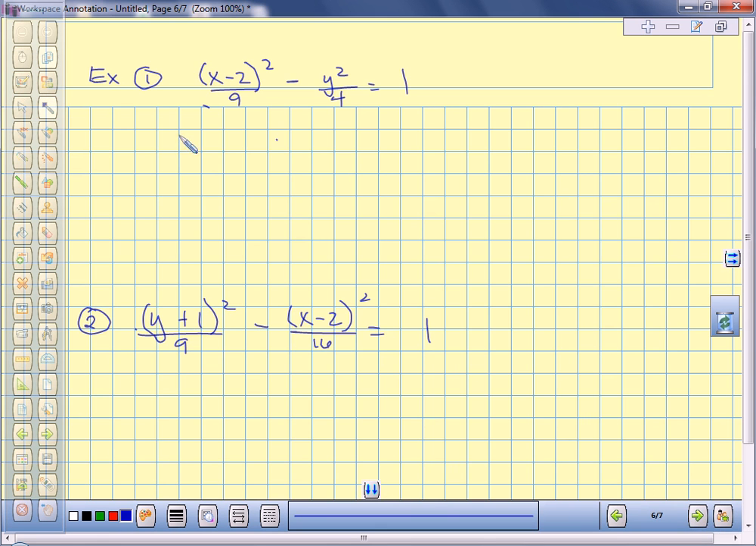Okay, so let's do a couple examples. I'm going to do the first one, and then I'm going to have you try the second one. They're quite similar. How do I know that example number 1 is a hyperbola? Because of the minus, the negative, and they're both squared. Okay? So let's go through and get our stuff. Where is the center? (2, 0). Okay, I'm going to let you guys catch up.